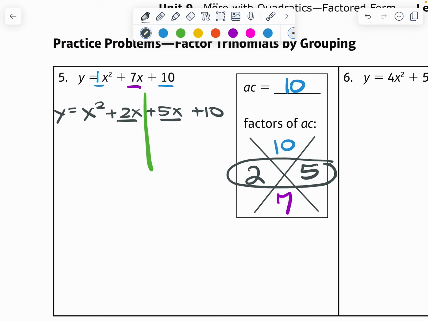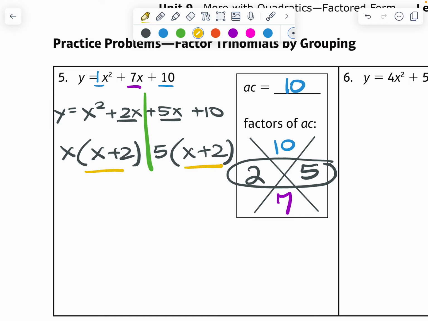All right. What does the left-hand side have in common? They both have an x. I'm left with an x plus 2. On the right-hand side, they both have a 5 in common. If I factor out a 5, I'd be left with x plus 2. Oh, look at this. This is what we did on 3a and b. If you do it correctly, these will always match every time. What I love about this is you know if you've done it right or wrong. At this point, you know I did it right.